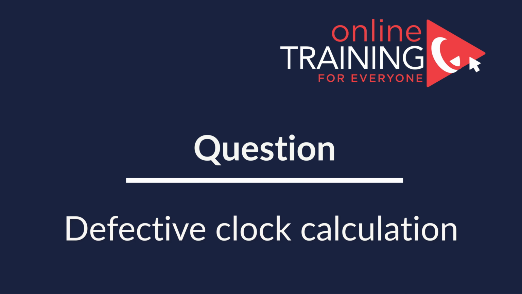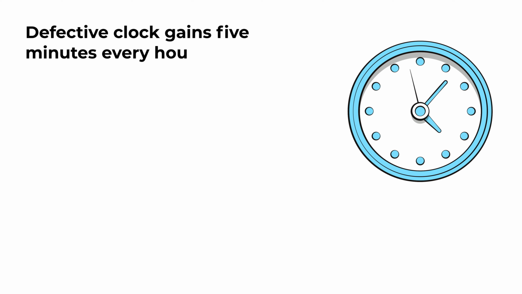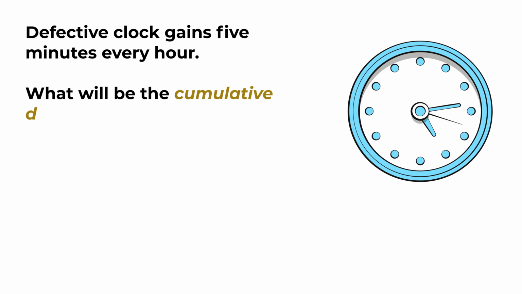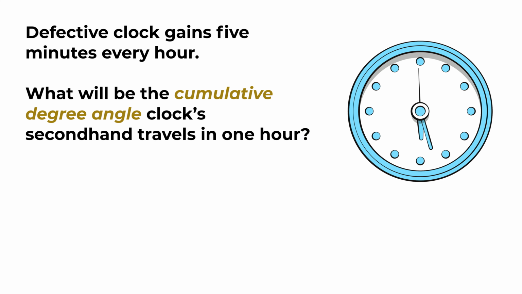Here's an interesting question which may not be as easy as it looks. A defective clock gains 5 minutes every hour. What will be the cumulative degree angle the clock's second hand travels in 1 hour?